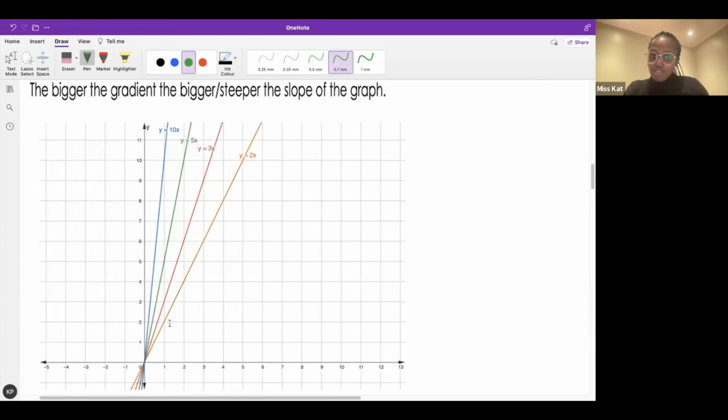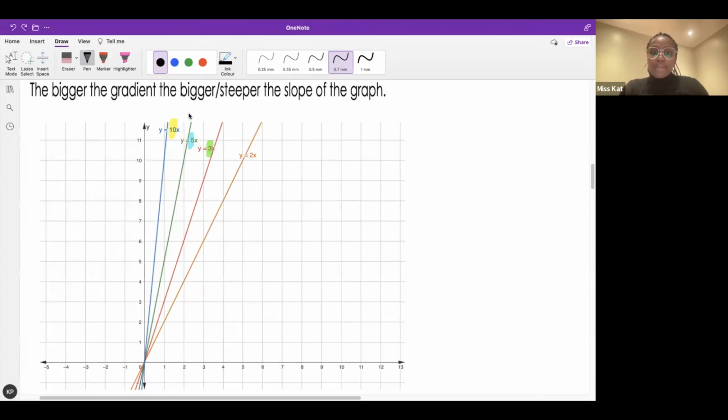Don't look at the graph, look at the gradient. Remember, the gradient is the one in front of the x, okay? So you need to look, what's in front of my x here? A 10. Here is a 5. Here is a 3. Here is a 2. That 2 is terrible, so I'm not going to highlight it. There we go. So the bigger gradient is a 10.